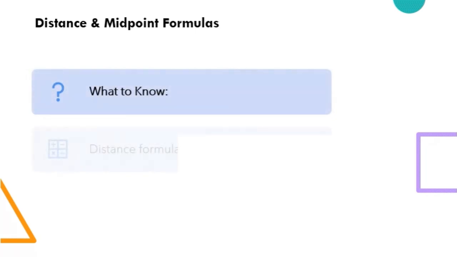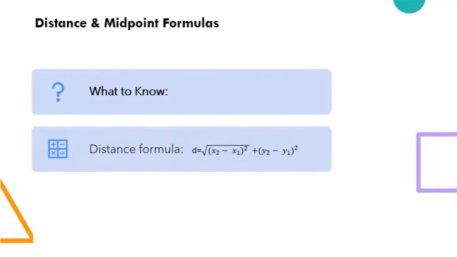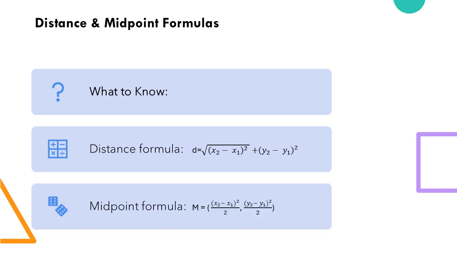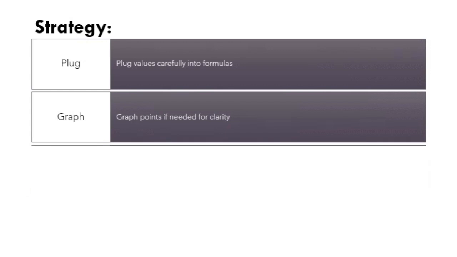That's where the distance formula comes in. D equals the square root of the quantity, x sub 2 minus x sub 1, squared plus y sub 2 minus y sub 1 squared. And if you need the middle point between two locations, use the midpoint formula. M equals the coordinates of the midpoint, which are the quantity x sub 2 plus x sub 1, divided by 2, and the quantity y sub 2 plus y sub 1, divided by 2. Strategy. When using the distance formula, square your differences first, then add, then take the square root. The midpoint formula is just averaging the x's and the y's.